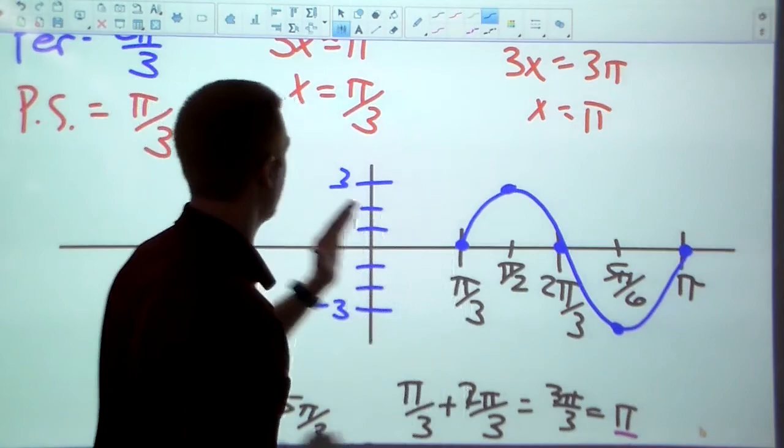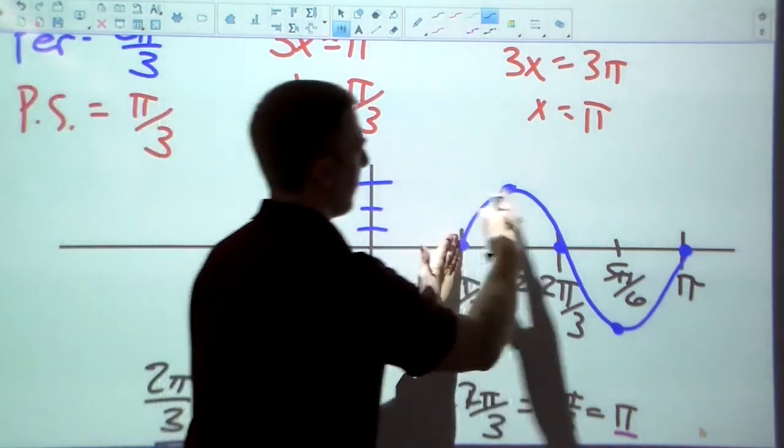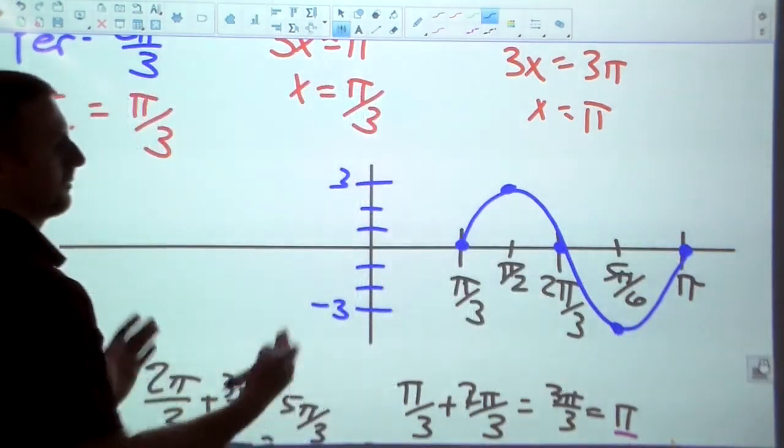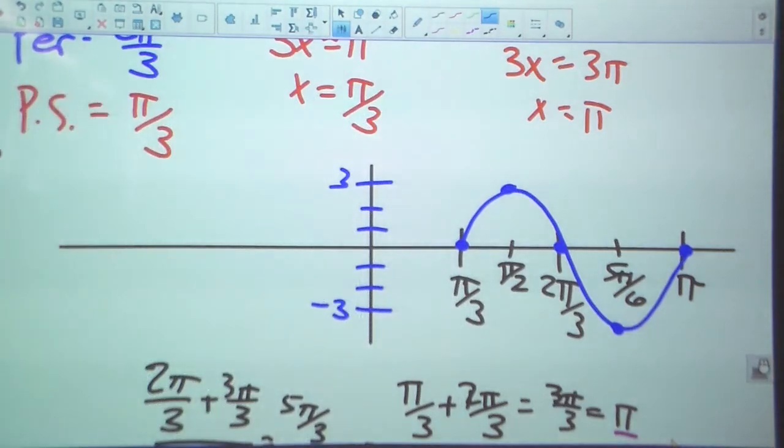It started at pi over 3, so that was our phase shift. Period's 2 pi over 3. We can see that if we subtract those beginning and end points. So this one seems to be checking out.